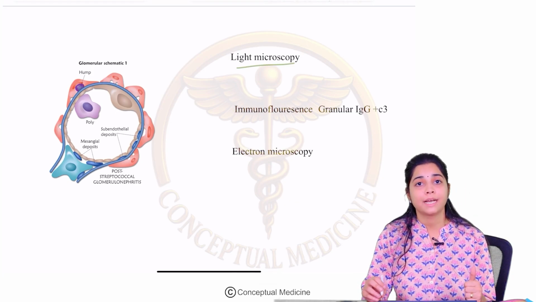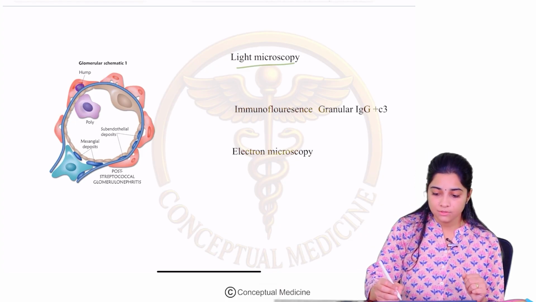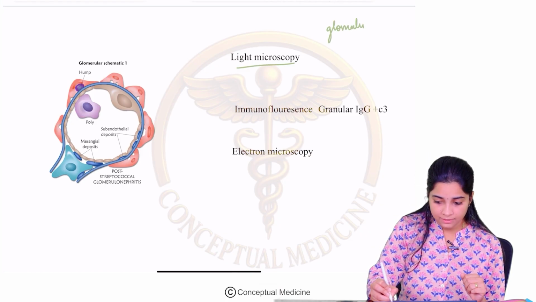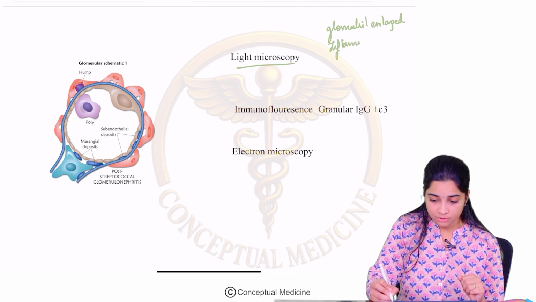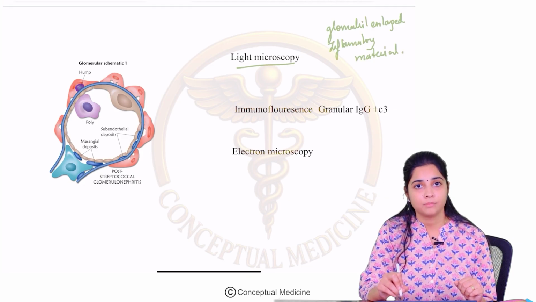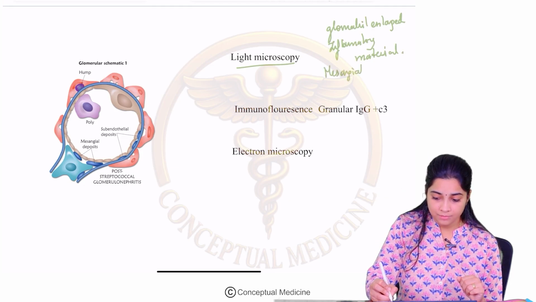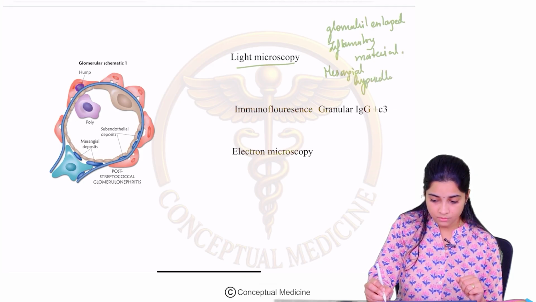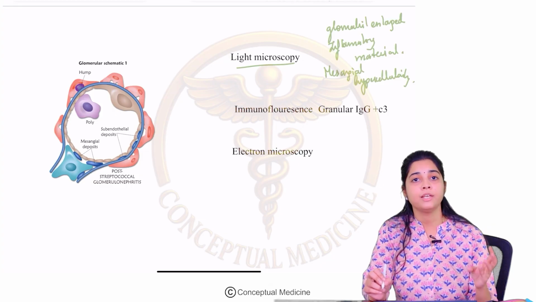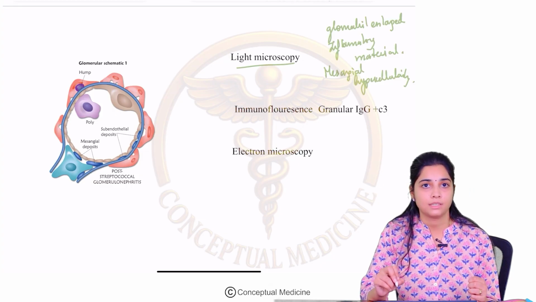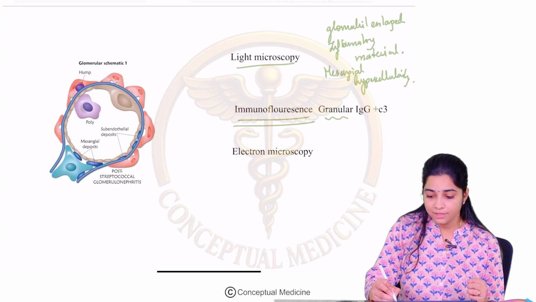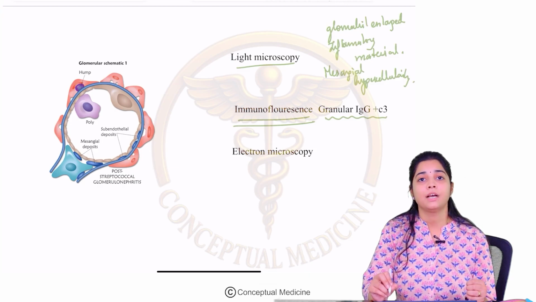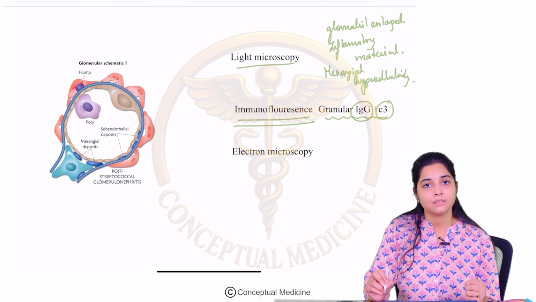So what do you see on a light microscopic examination? The glomeruli will be enlarged. There can be some amount of inflammatory material within the glomeruli, and you can have some mesangial hypercellularity as well. So there will be glomerular hypercellularity, glomerular enlargement and mesangial hypercellularity. In your immunofluorescence, you will have a granular pattern of immunoglobulin G and complements.